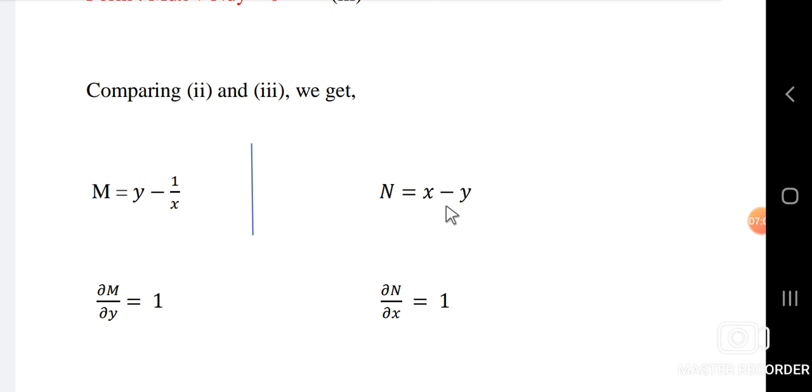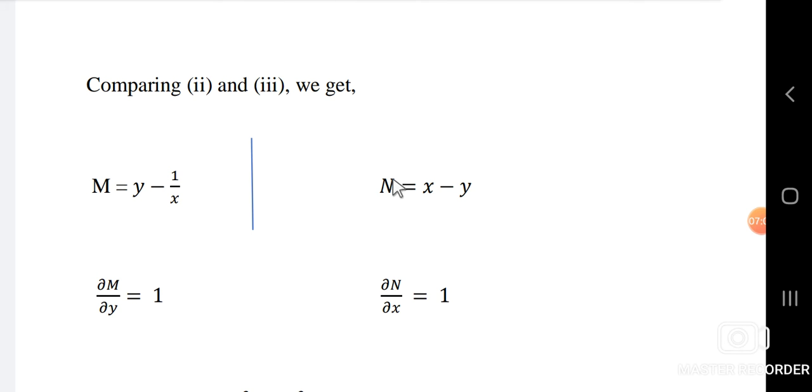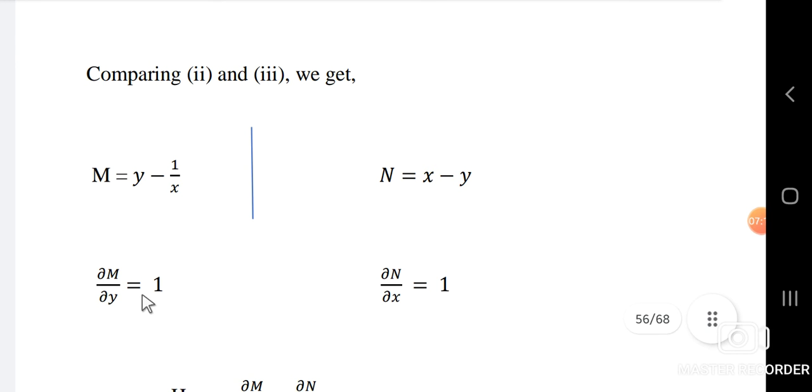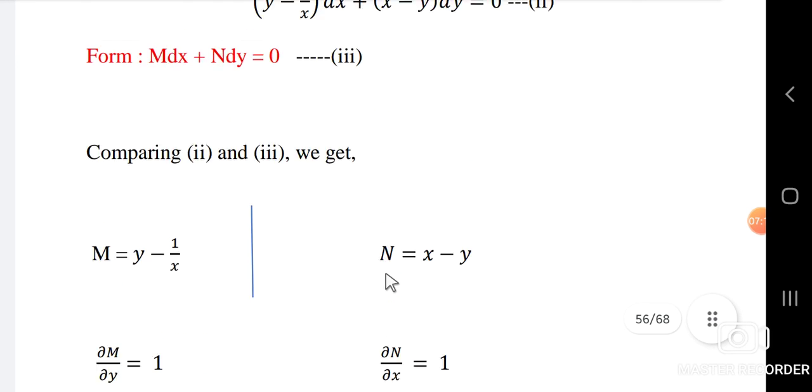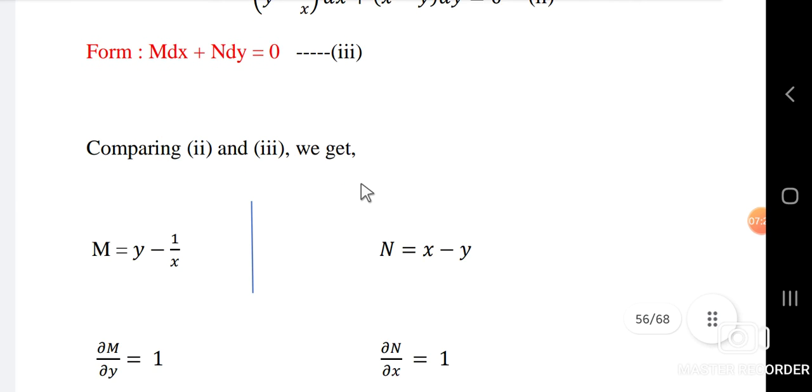Our n is x minus y. So differentiate n partially with respect to x. Other than x will be a constant, so y becomes 0 and x becomes 1. So 1 minus 0 is 1. So both are 1, so dou m by dou y equals dou n by dou x. So this equation is exact.